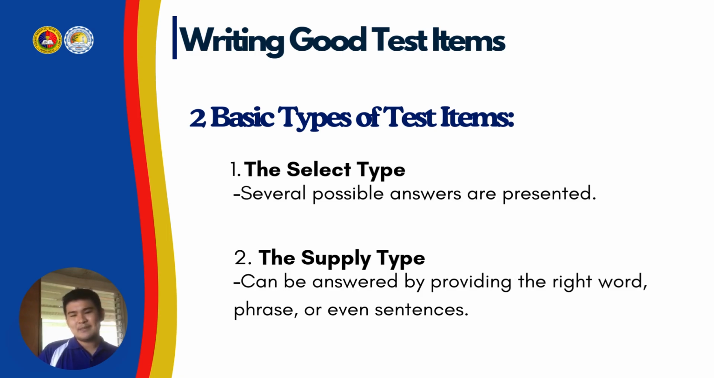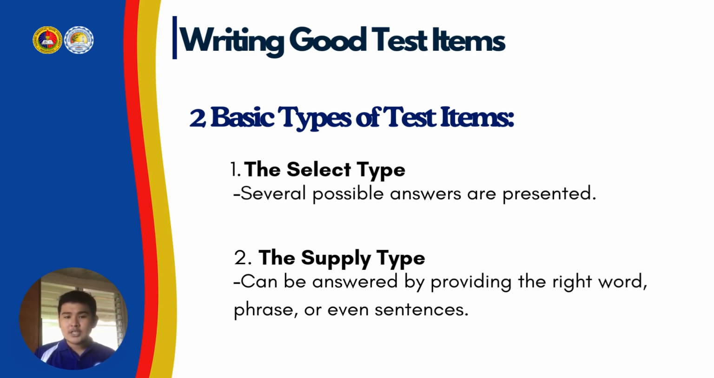Two basic types of test items. There are actually two basic types of test items. These are the select type and the supply type. First, let us talk about the select type. This type of test item presents several possible answers, and students are required to choose the correct or best one.